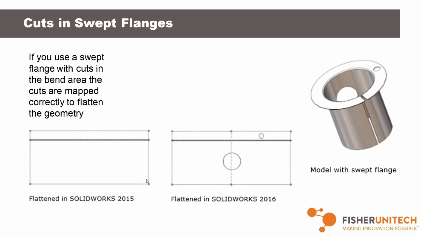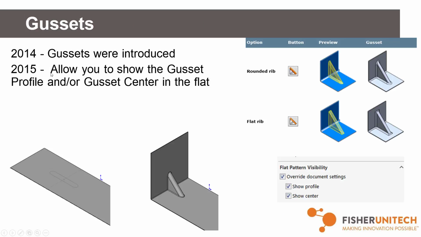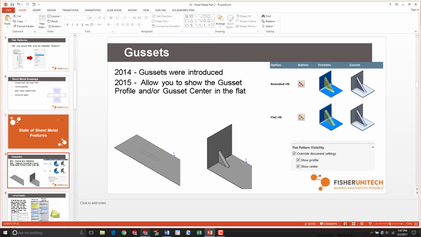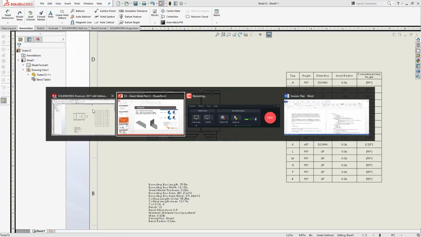And then we'll show you what some cuts in swept flanges will look like. I think this is new in 2016, where it actually shows it. In 2015, it used to just go away, if I'm not mistaken. So we'll go ahead and jump in there, because I just talked about a lot of things there.